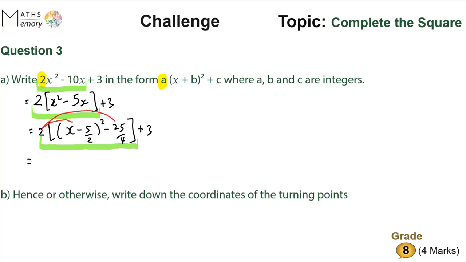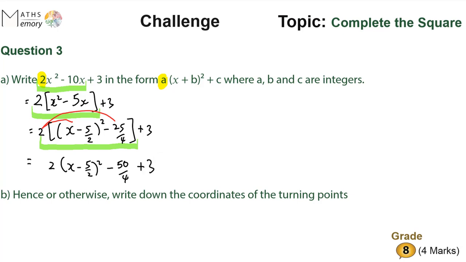So we get 2 curly brackets, x minus 5 over 2 squared, minus 50 over 4. The way we got 50 was obviously doing 2 over 1 times 25 over 4 to give you this number. And what we're going to do now is to add the 3 over here. So the square brackets go.